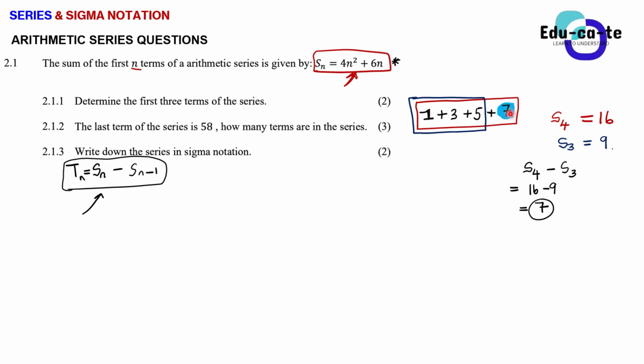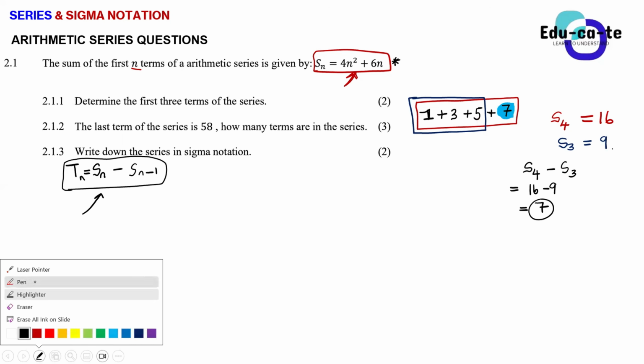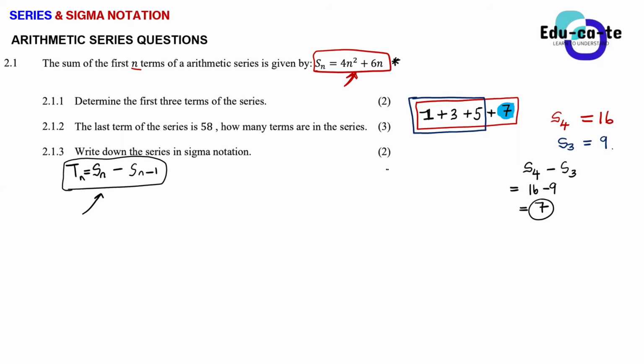Yes, sir. So in other words, if I want to write it in a general way, for this example, to get term 4, I can say the sum of the 4 terms minus the sum of the 3 terms. In this case, it's 16 minus 9, I get the 7 that's remaining. Now, I want to make this a general thing, because this doesn't only apply to this arithmetic series. It applies to all arithmetic series.